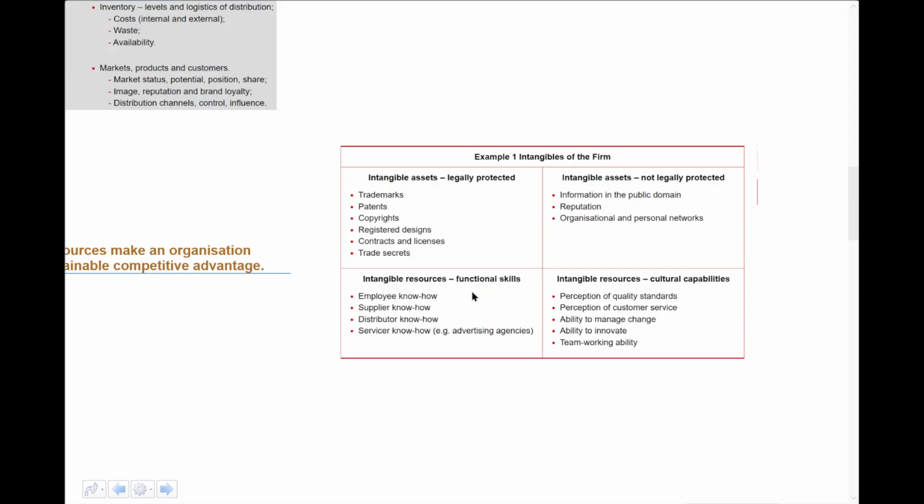What about key resources, or intangible resources, or functional skills? Well, many things here, certainly employee and indeed supplier, distributor, servicer know-how. In other words, the innate knowledge that these stakeholders will have. Linked into that, when we think about cultural capabilities, we're thinking about things like the perception, for example, of the quality of our product or our service. Outside of that, our ability, for example, to innovate, perhaps in a new jurisdiction or overseas, and things such as teamwork ability.